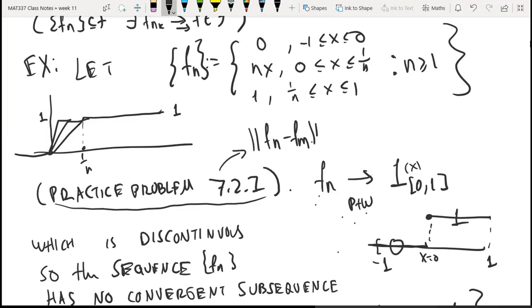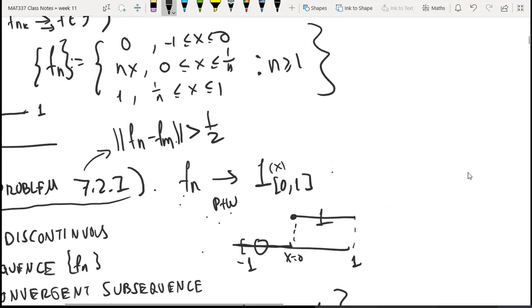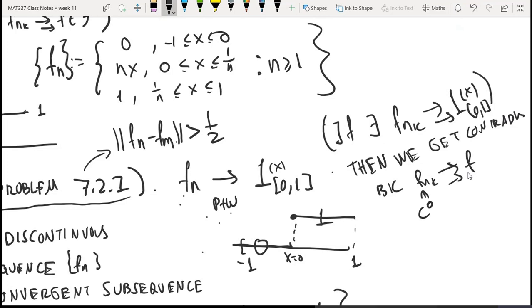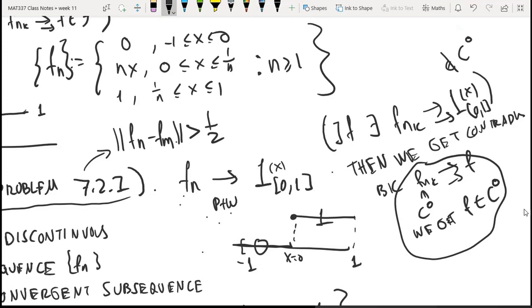the supernorm is bigger than a half. There are many things. So your question is why no convergent subsequence? Well, if it did, if there exist f_n_k going to f, where now f is this pointwise limit, this indicator, then we get a contradiction. If something converges uniformly and these are continuous, then f is continuous, but this guy is discontinuous.